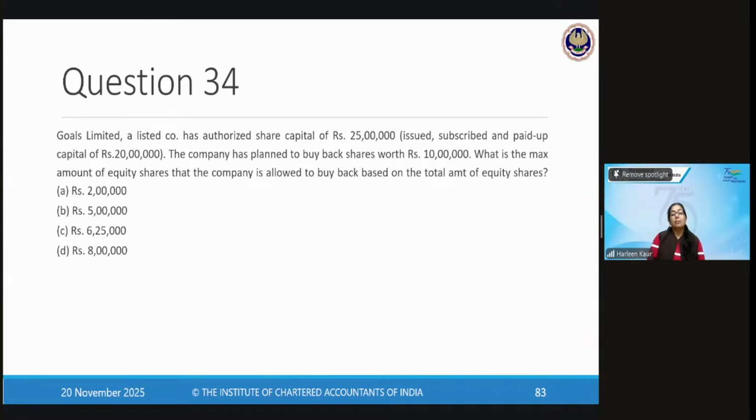Goals Limited, a listed company, has authorized share capital of 25 lakhs. They have planned to buy back the shares. The amount of equity shares that the company is allowed to buy back on the total amount of equity shares is 2 lakh, 5 lakh, 6 lakh, 25,000, 8 lakh. चलो जी बताओ मुझे buyback की क्या limit है? What is the limit for buyback?